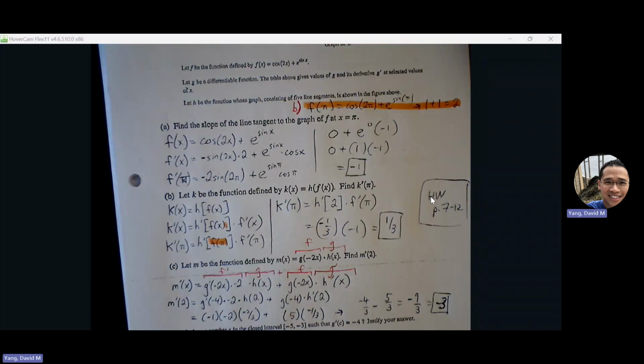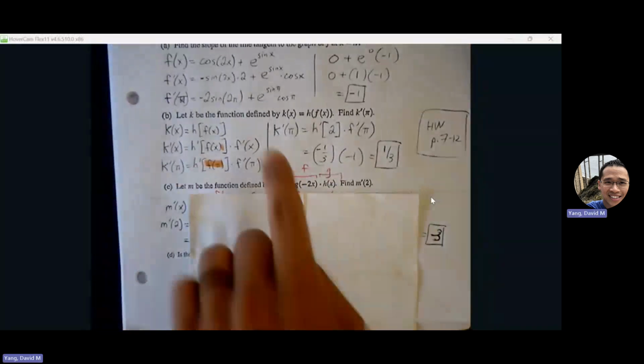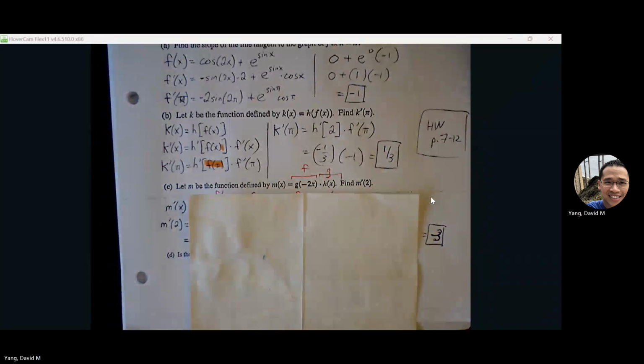Okay. On page 13, do we finish part B? Page 13. Okay. All right. Do we start part C? No. So yeah, we'll do the rest of page 13 and 14.